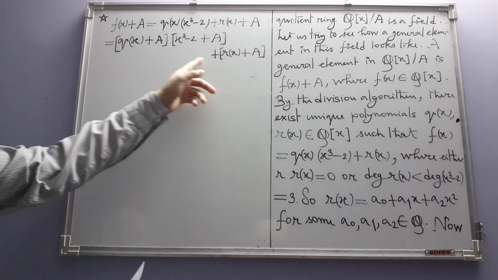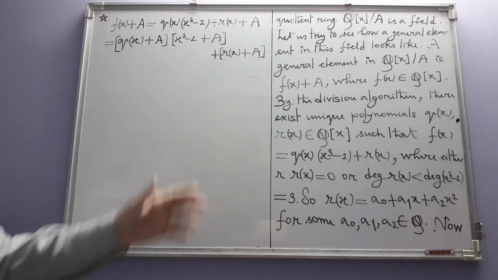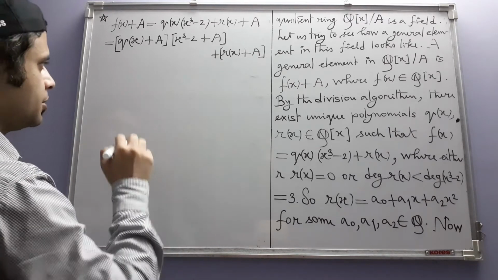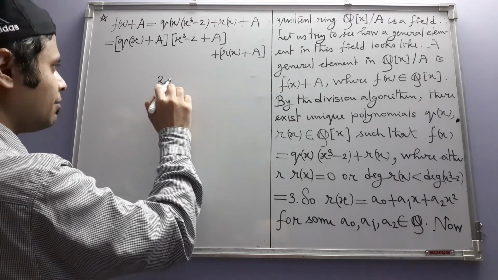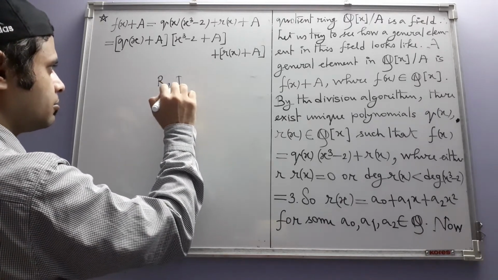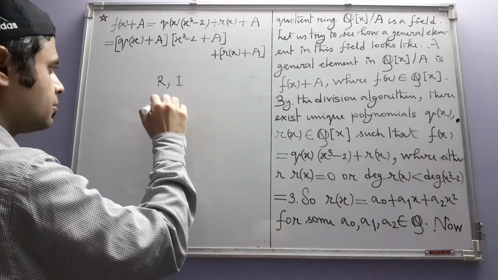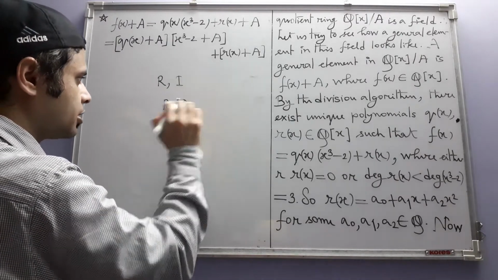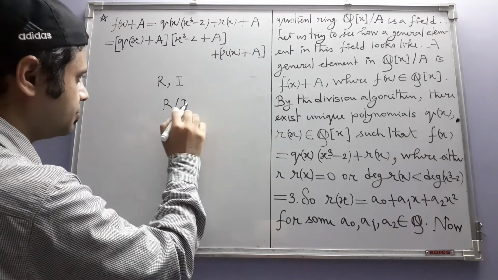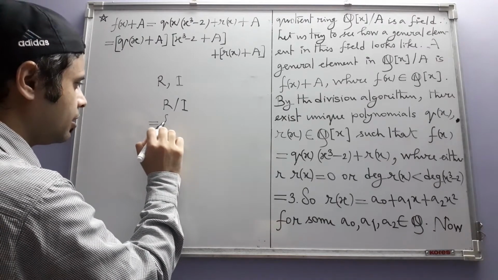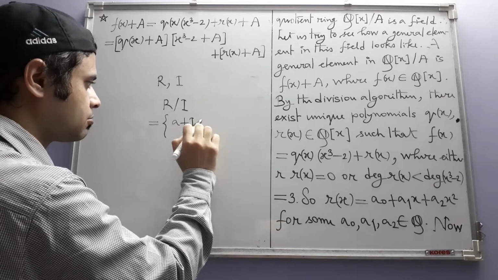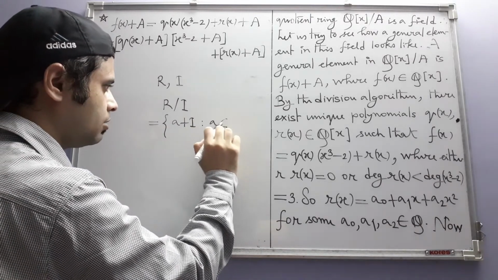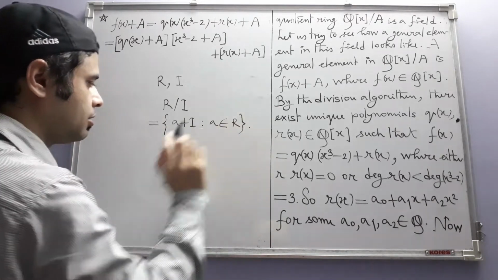If you find this step confusing, let me simplify it for you. Say you have a ring R and you have an ideal I in that ring. You have formed the quotient R by I. In R by I, the elements are cosets of I that look like this, where a varies over R.